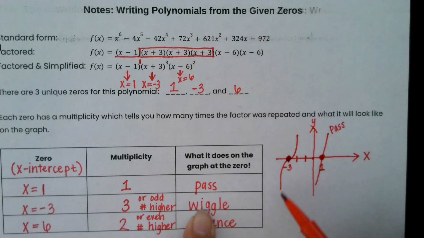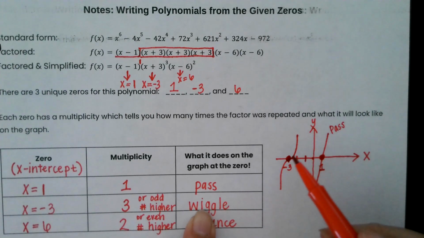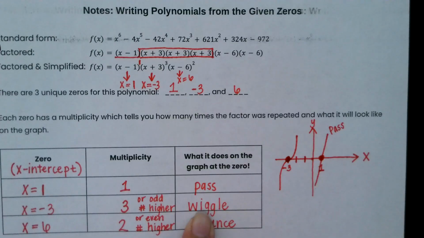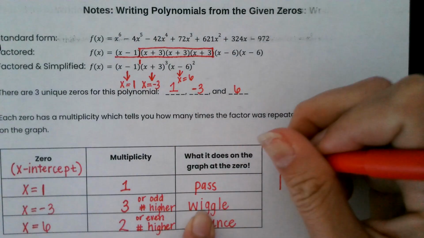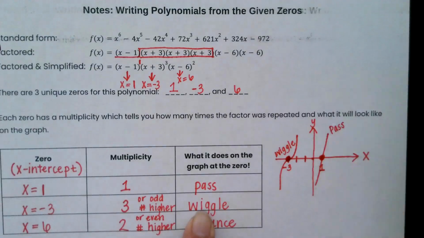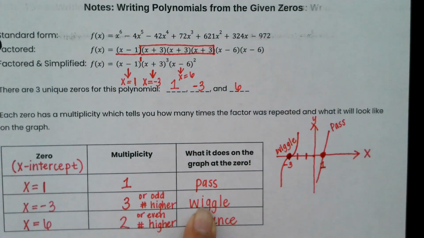To me, it looks like a wiggle, right? It kind of wiggles its way through. Feels wavy. Yeah, it waves its way through, right? Wiggle. It's wiggle to me. Bounce, pass, wiggle. All right. Okay, so we're going to wiggle. We wiggle through right there. That's the wiggle, kind of what it looks like.